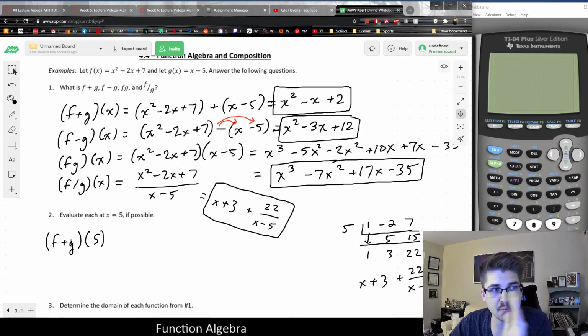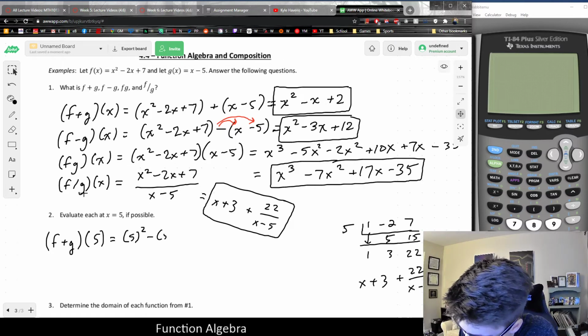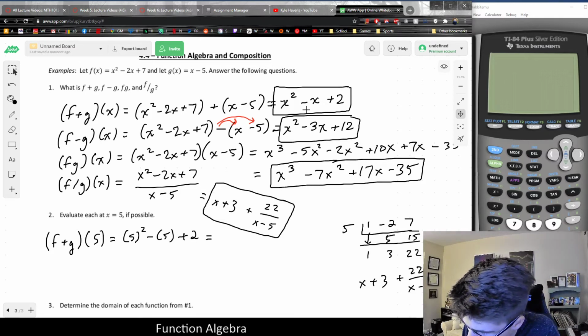So when I see something like this, technically what I could do is find f of 5 plus g of 5, because that would be the same result. But since I've already calculated and simplified the sum function, I can just use this formula and figure out, well, what is f plus g of 5? That would just be plugging 5 into the function. And since I found that it was x squared minus x plus 2, all I need to do is replace x, the generalized x, which is the input here, with 5. So I replace all the x's over there with 5. And so this would give me 25 minus 5 plus 2, which is, of course, 22.